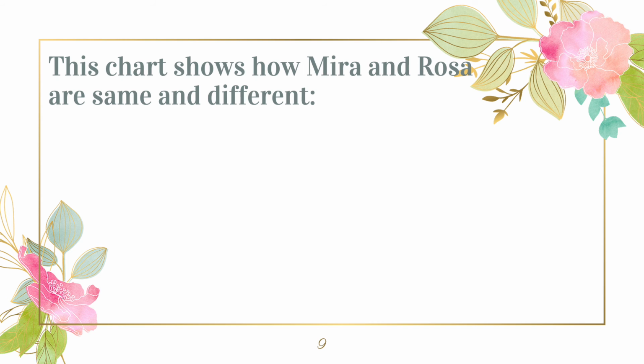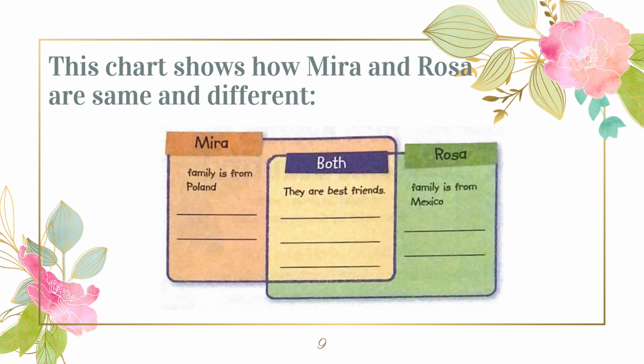Now this chart shows how Mira and Rosa are the same and different. So for Mira, family is from Poland. For Rosa, family is from Mexico. And both of them are best friends.